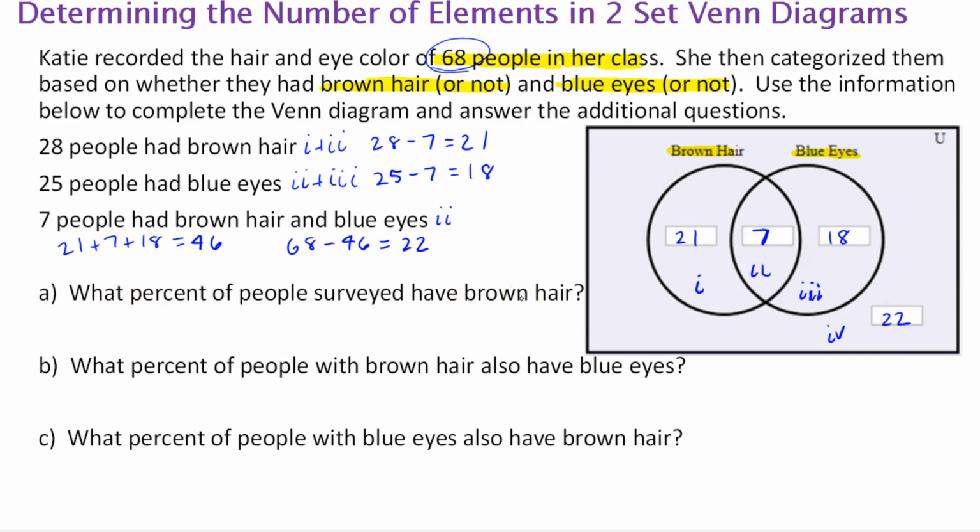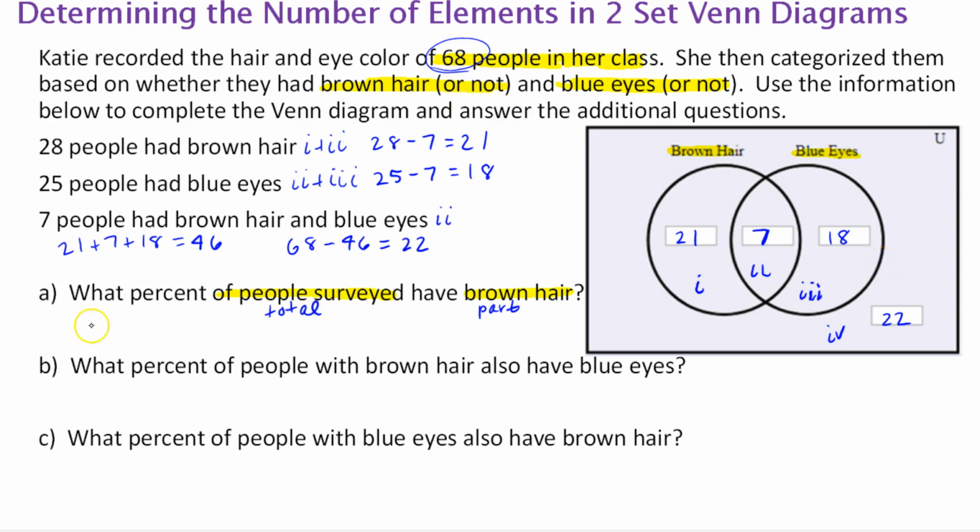Now let's use this information to answer the remaining questions. So we're asked, what percent of people surveyed have brown hair? Okay. So we're asked for a percent, so always look for the word of so you can see what your total is going to be. So the total is referring to all the people surveyed, and the part is specifically people who have brown hair. Okay. So we're actually given these 2 values. We don't need to look at the Venn diagram unless you want to.